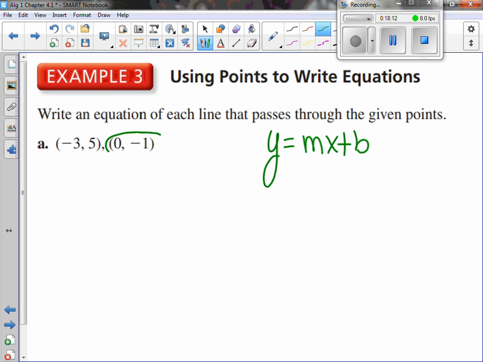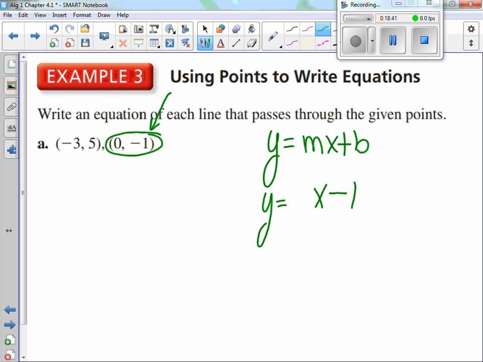Hey, what did they give us here? 0, negative 1. Well, what is it? It's the y-intercept, because whenever the x value is 0, the y value is the y-intercept. So here the y-intercept would be negative 1. So y equals whatever the value of m is times x minus 1. So I'm going to go on and fill in the y-intercept because it was told to me 0, negative 1 is the y-intercept. So the value b would be negative 1.